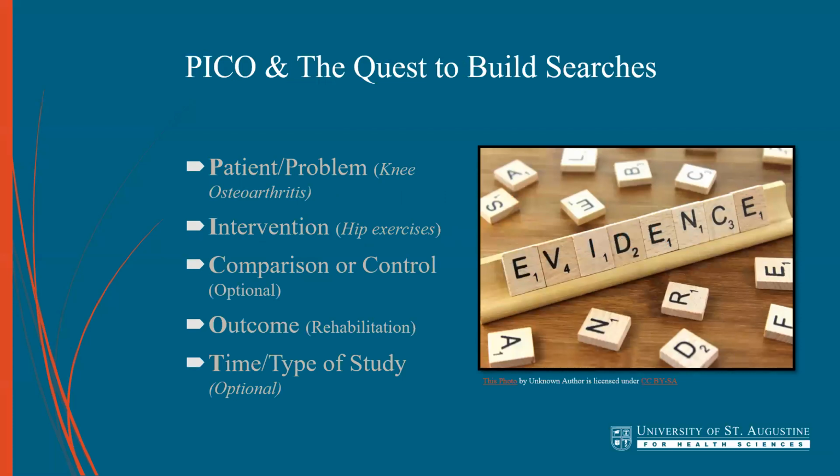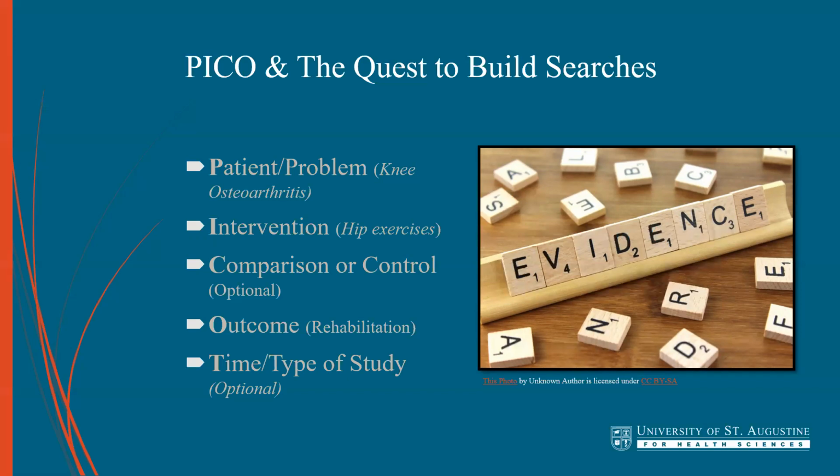PICO, so the quest to build a good search. PICO, as I was talking about before, is a mnemonic that helps you construct your clinical question, but it can also be used to help you search for literature. So your patient or problem, intervention, comparison or control, outcome, and time of study. There are different types of PICO models that you may come in contact with as a student, but this is the standard one that's used at the university more often than not.